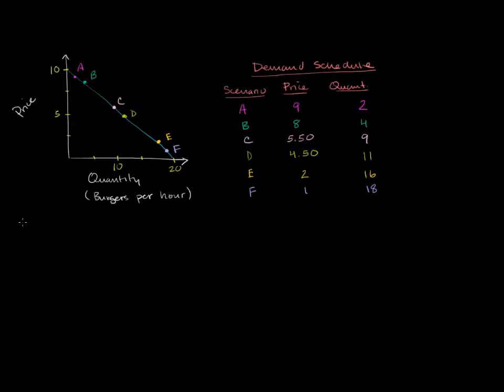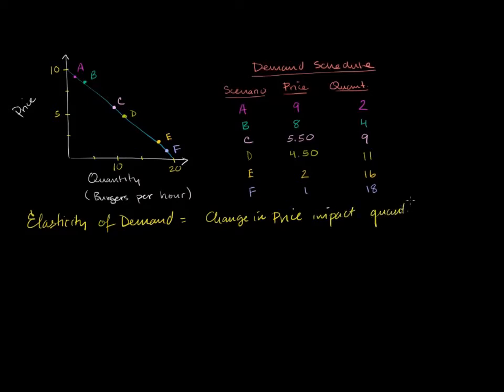What we're going to think about in this video is elasticity of demand. This is a measure of how the quantity demanded changes given a change in price, or how a change in price impacts the quantity demanded. I want to be careful here. When you talk about demand, you're talking about the whole curve. Quantity demanded is a specific quantity.